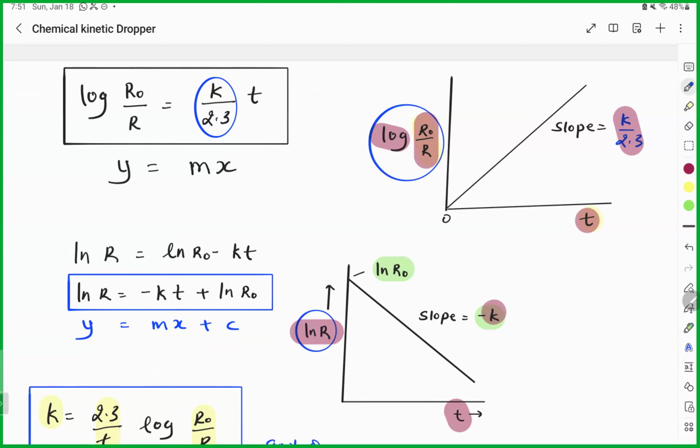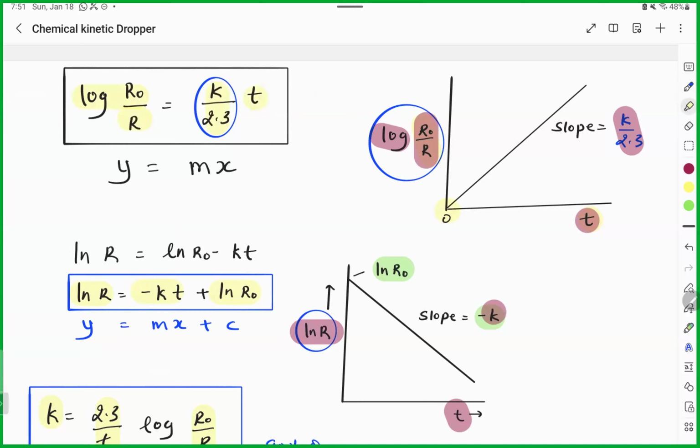For this, you need to know how it is related to different things. For example here, natural log r is equal to minus kt, and this. So you have a c value, but in this case, the c value is 0. That's why it is starting from the origin. And you need to know the proper formula while you are doing the graph.